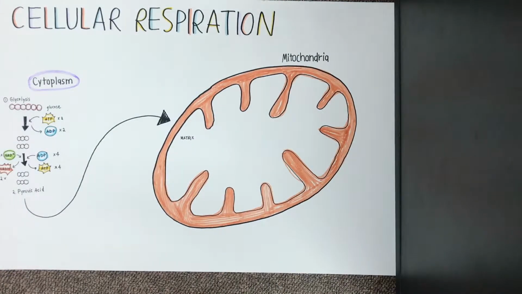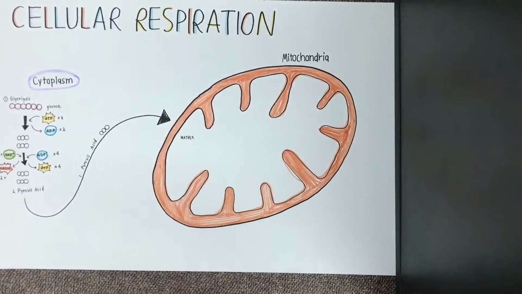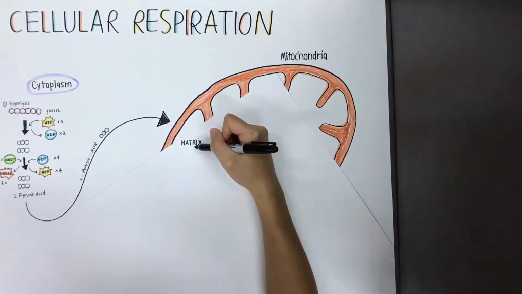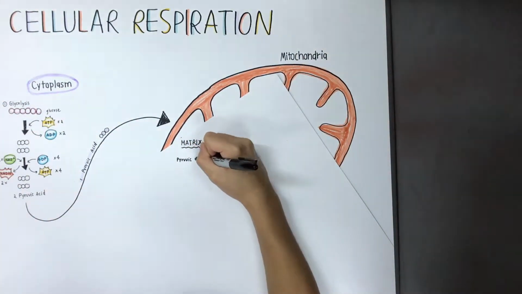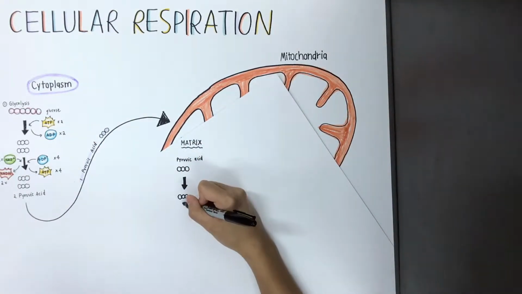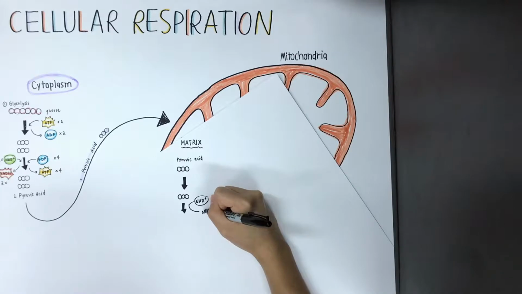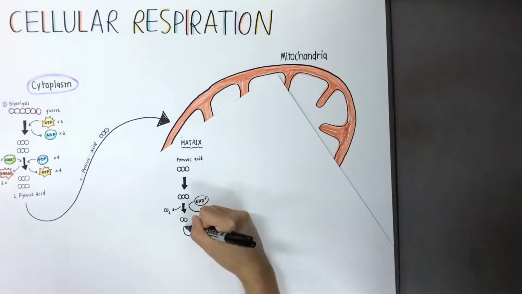Moving on to the next step, which occurs in the matrix, the inner compartment of mitochondria, we will focus on only one pyruvic acid. But before a pyruvic acid is ready to be used in the next step of cellular respiration, it needs to be oxidized, meaning that one of the carbons is cleaved off of the pyruvic acid. Also, NAD+ is reduced to NADH and carbon dioxide is produced. So, you end up with a 2-carbon compound called acetyl-CoA, one NADH, and a carbon dioxide.